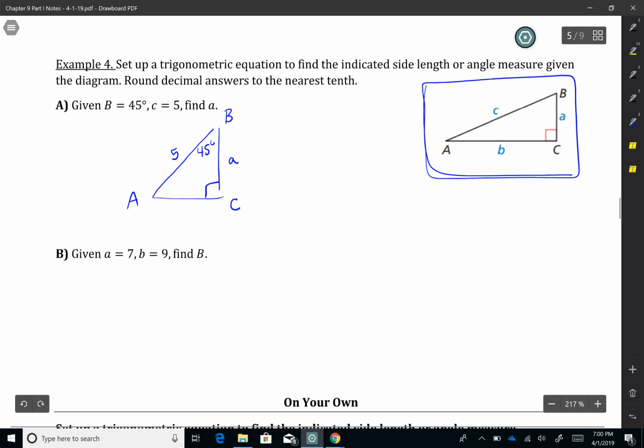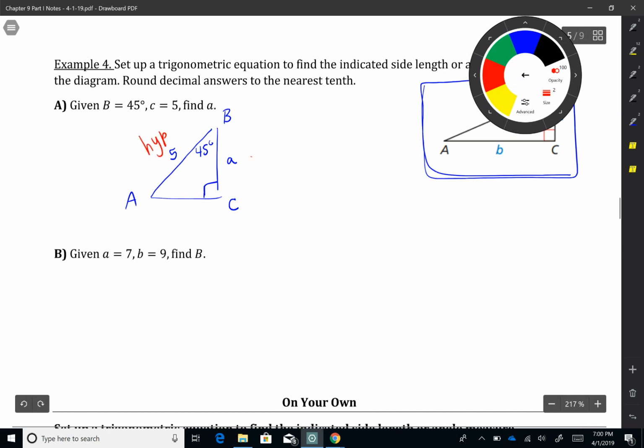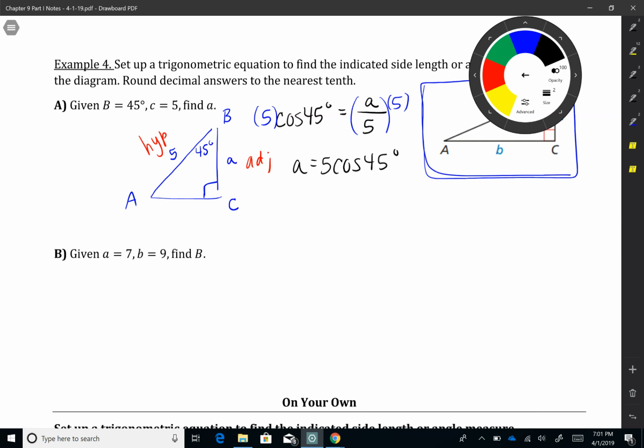Okay, so it looks like I'm finding a side length from this 45-degree angle. My 5 is my hypotenuse, and A is my adjacent. So that would be cosine. So I'm going to write cosine of 45 equals adjacent A over hypotenuse 5. Okay, so now to solve for A, I just need to multiply both sides by 5. And so A would equal 5 times the cosine of 45 degrees. And so that one you just type straight in. No inverse cosine because we know the angle.